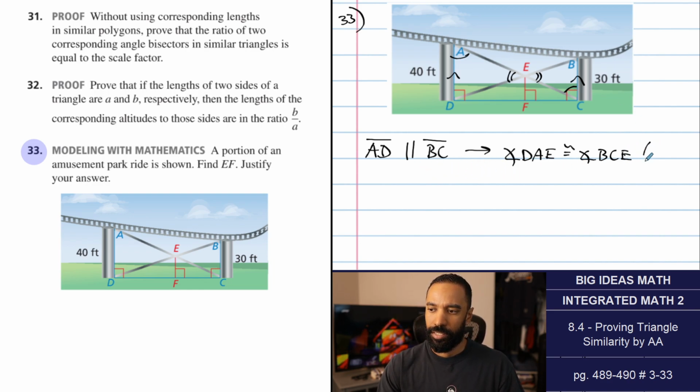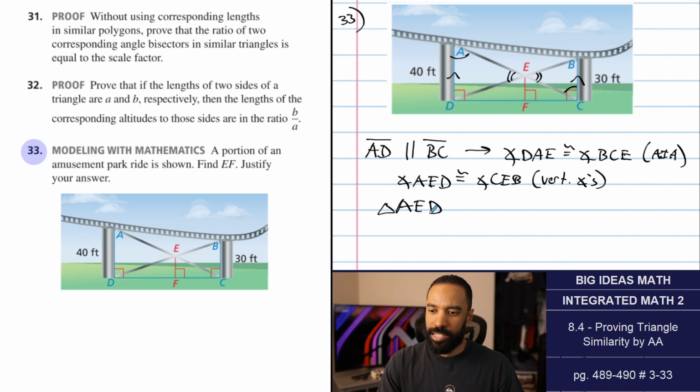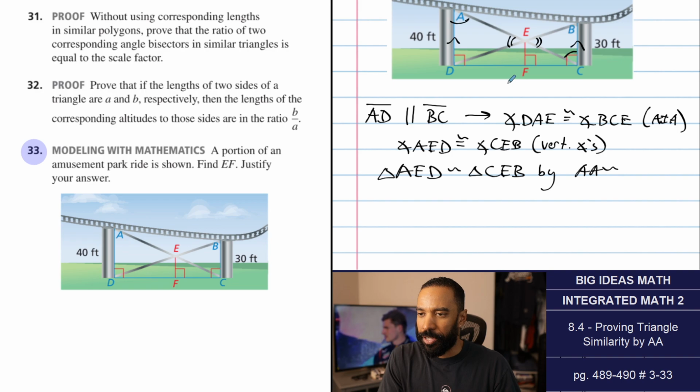AIA. And then also the angle at E, vertical angles. Angle AED is congruent to angle CEB, vertical angles. I don't know if it says explain. It says justify. So triangle AED is similar to triangle CEB by angle. Okay. If they're similar, then 40 is to 30.